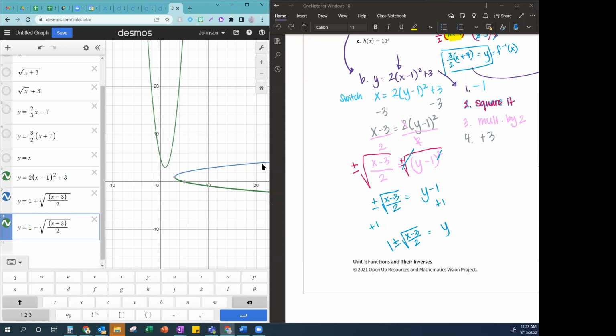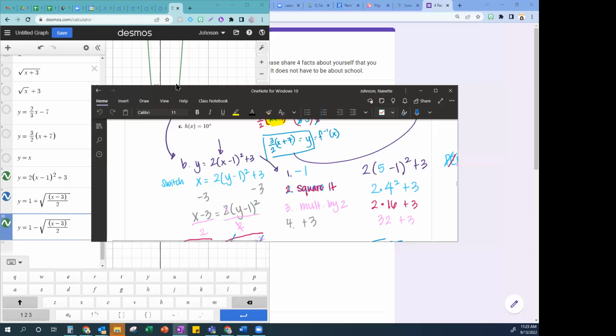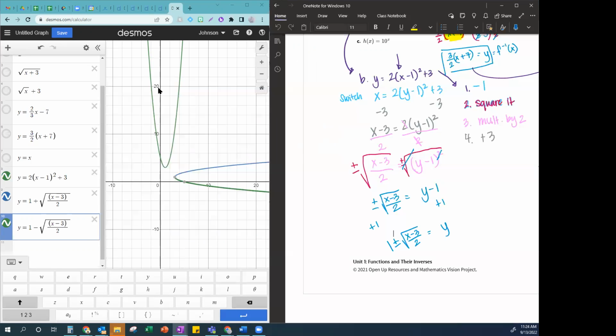Except, is this a function? Is this guy right here a function? Answer in the chat says, no, it is not, Miss Johnson. It fails the vertical line test, fail. But you already knew that because you told me earlier, it's going to fail the horizontal line test, right? Very good. Okay, so Miss Johnson, what should we put as our answer here?